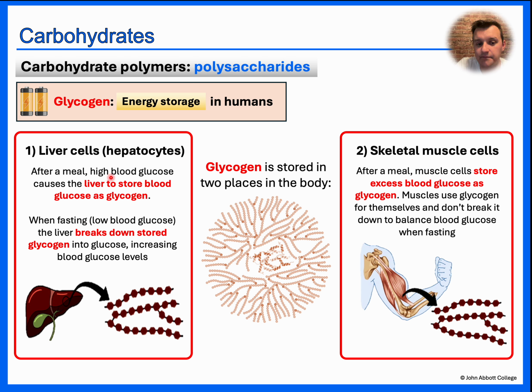So after a meal, high blood glucose, right? When we eat a big meal, we end up getting a lot of sugar, glucose, into our blood. This will cause the liver to store blood glucose as glycogen. We're going to feed all of our cells when we eat, but then there's so much excess. We eat much more glucose than we need, and the rest of it we store as excess in the form of glycogen. All that excess glucose goes to the liver and gets stored as glycogen.